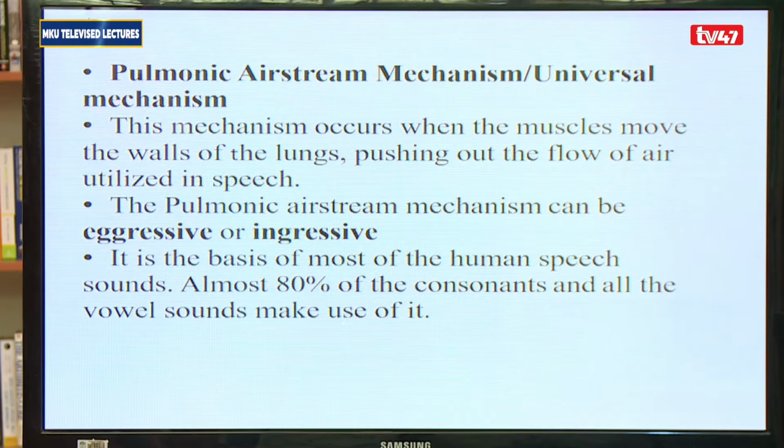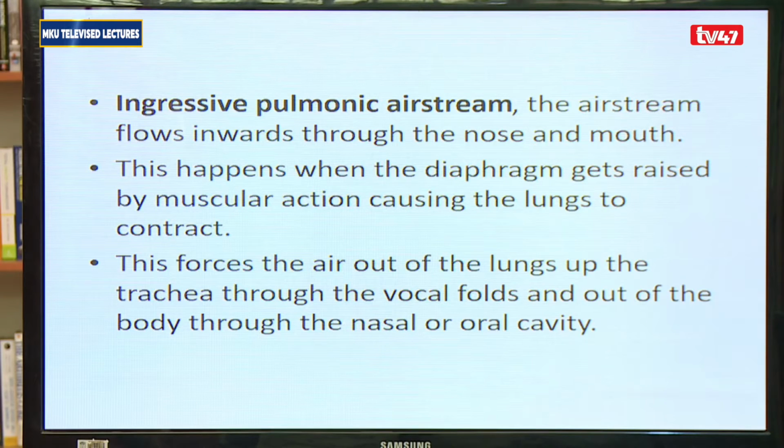We have egressive pulmonic airstream mechanism, and we also have ingressive airstream mechanism. Now, it is the basis of most human speech sounds that almost 80% of the consonants and all the vowels make use of the pulmonic airstream. So the majority of the sounds that we produce make use of the pulmonic airstream mechanism. Let's look at each of these.